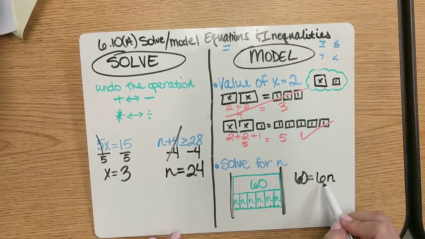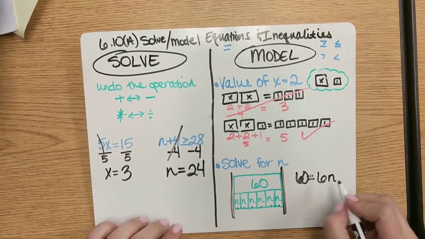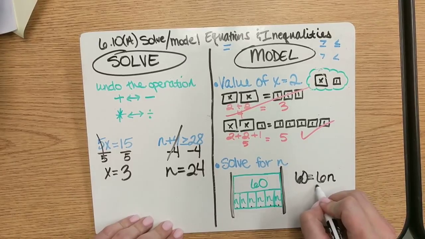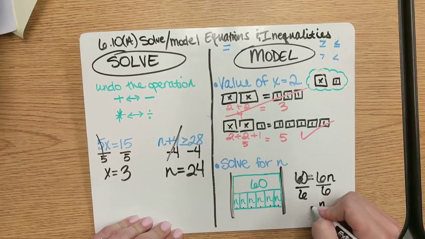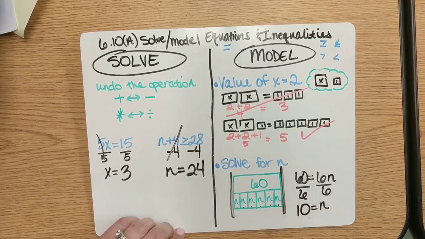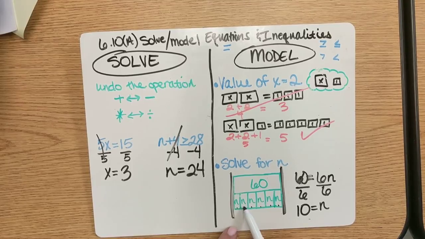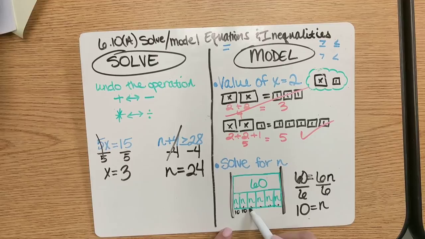Just like over here, what's happening to the variable? That's right, it's being multiplied by 6, so I'm going to divide by 6 on both sides. So now I know that all those little n's equals 10. We can see here, 6 what's equals 60. So 10, 10, 10, 10, 10, and 10.